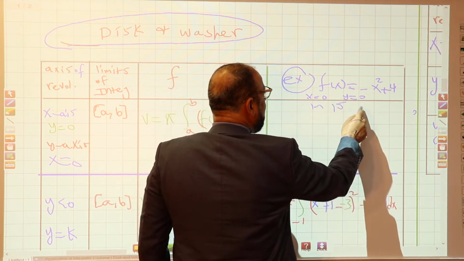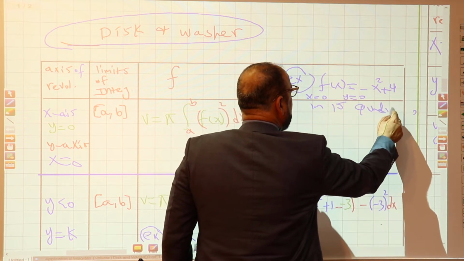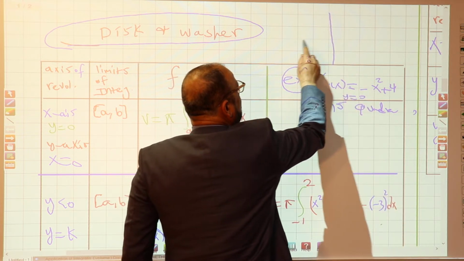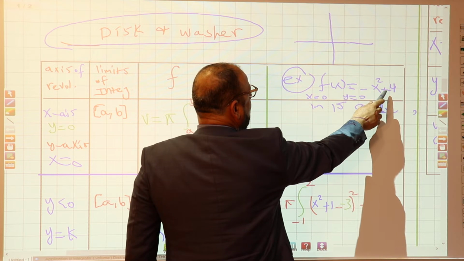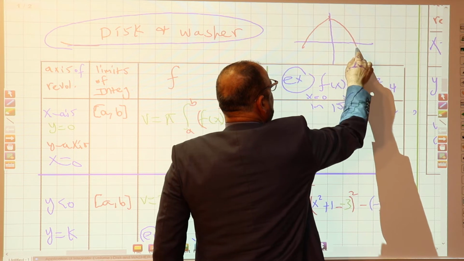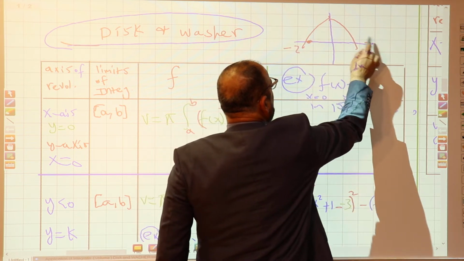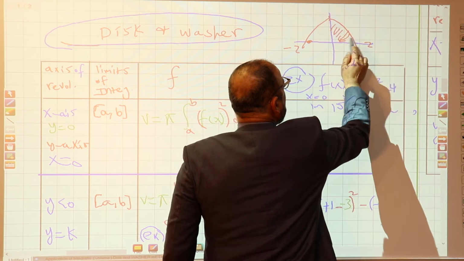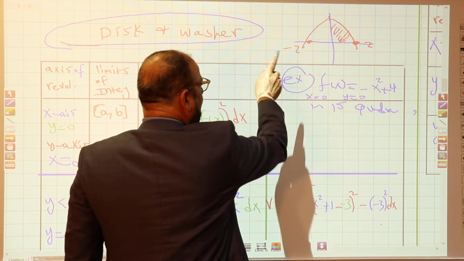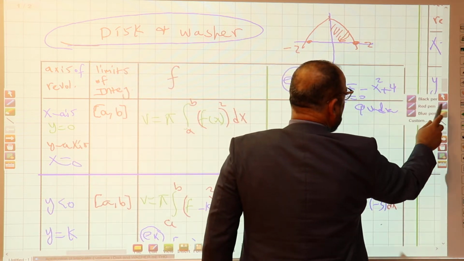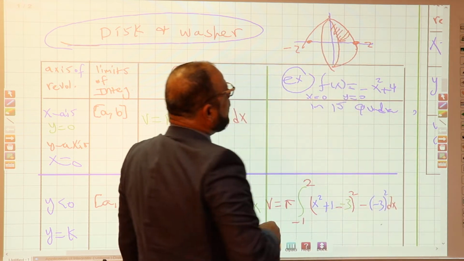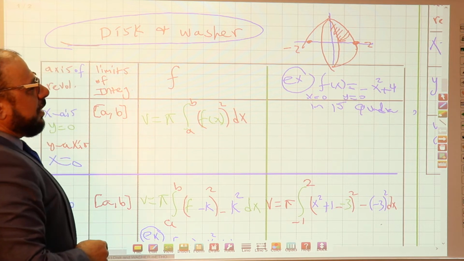In the first quadrant. If you graph it, it opens downward, and this is 4, this is 2, negative 2, and this 2. He wanted me to revolve this area about the x-axis. If you revolve it, it's going to be like this, like a half sphere.